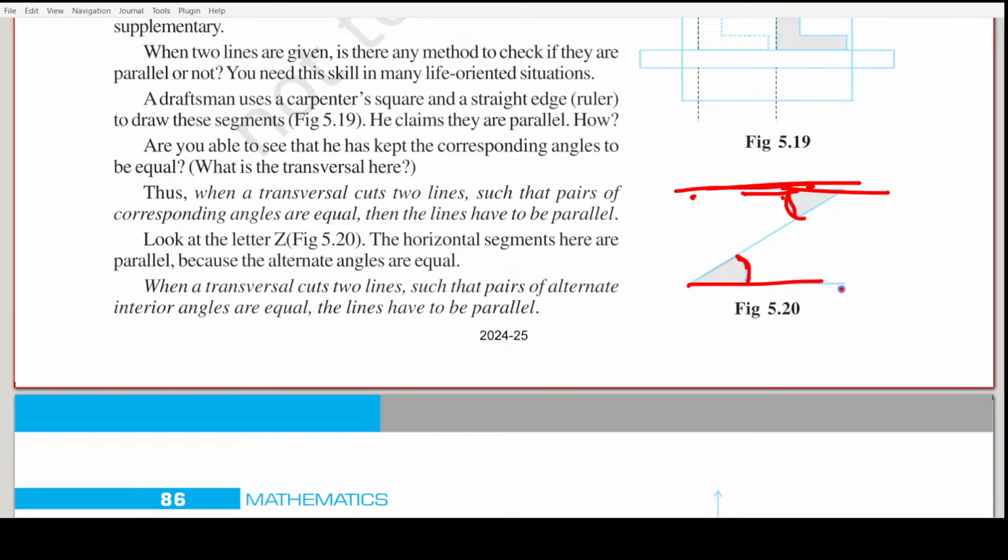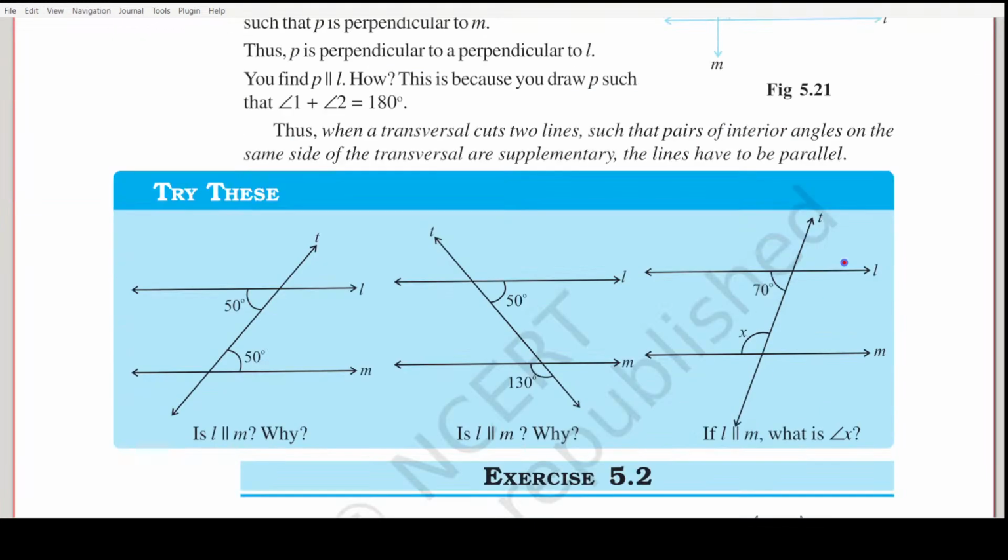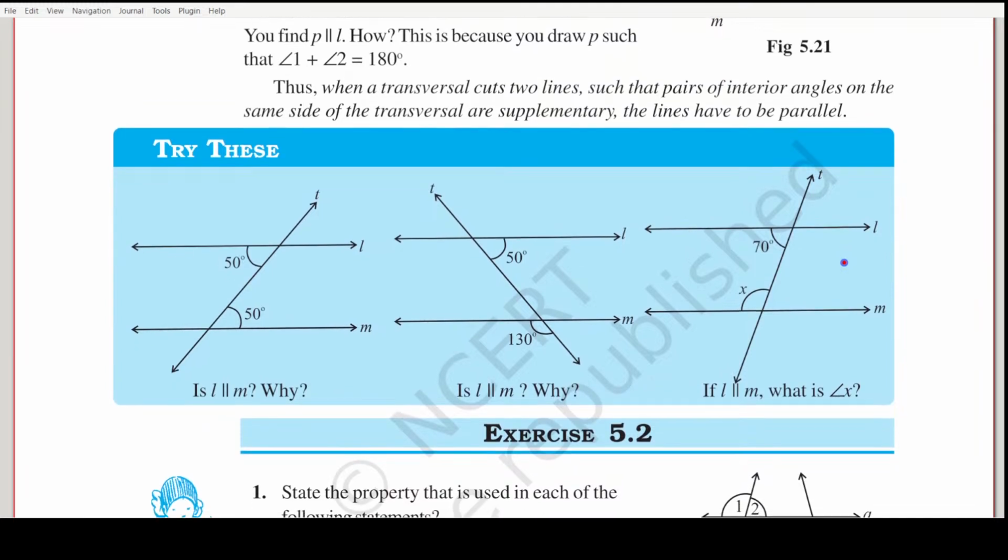The automatic means these two lines are parallel. Okay? Now tell me, is L parallel to M? Yeah. Okay, very good. What about this one? Is this parallel to this one? Yes. Why? Because this also is 50. That is the logic. This also is 50 because this total is 180. This is 130. That means this is 50.